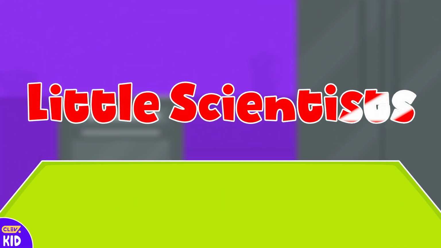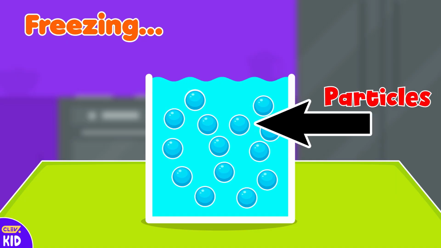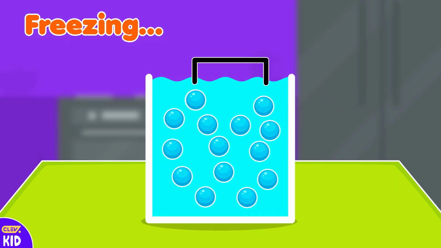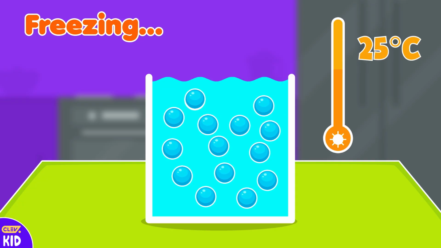Little scientists, today we're talking about the amazing process of freezing. To understand it better, let's take a cup of water. Now, let's zoom in and look closely at the tiny particles inside the water. See? The particles are a little spread out, and they're moving around quite quickly. That's what happens at normal room temperature.